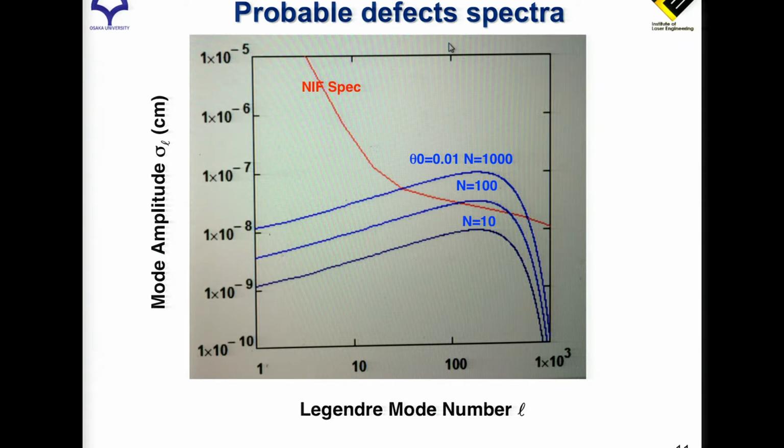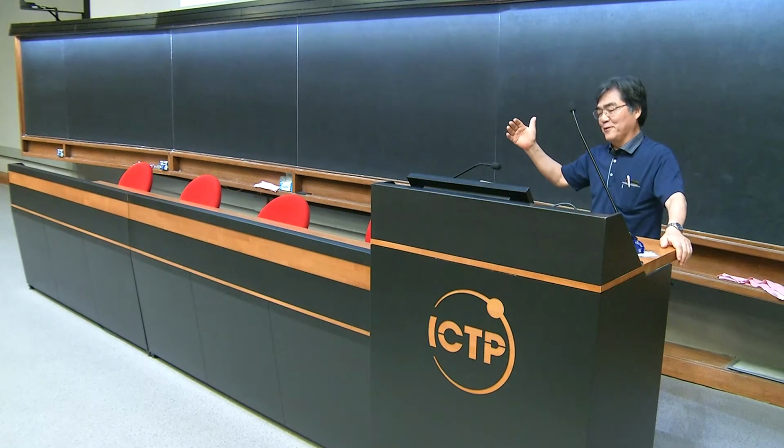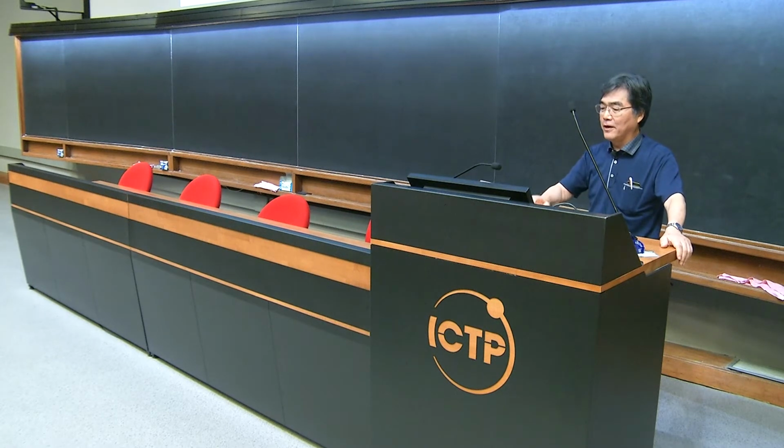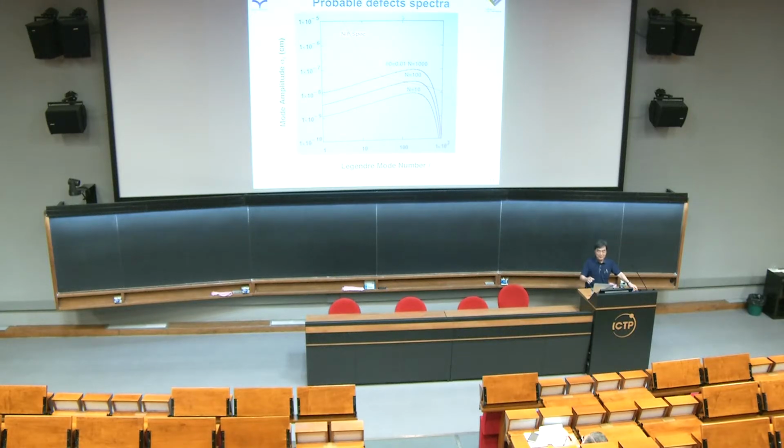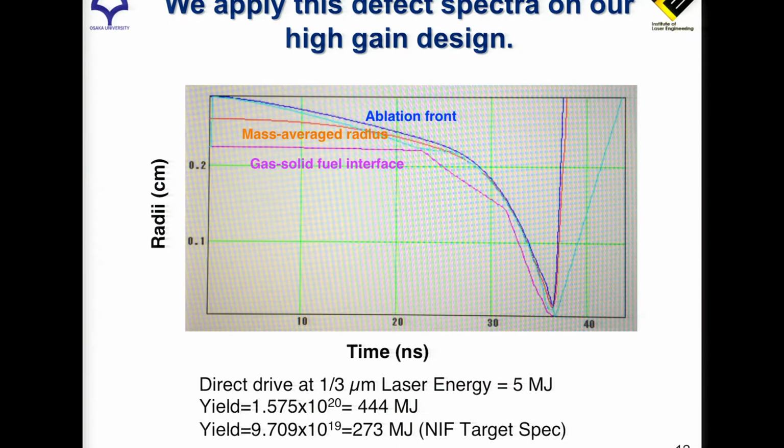So there is some defect, which is very important L mode number. It's just above 100, and it is the most dangerous mode number in implosion. Unfortunately, since I don't have very detailed simulation results on the National Ignition campaign, I just used our high gain target design.